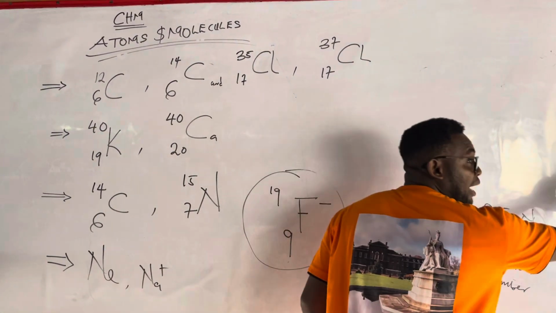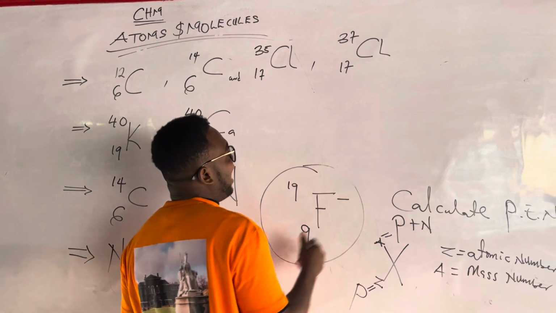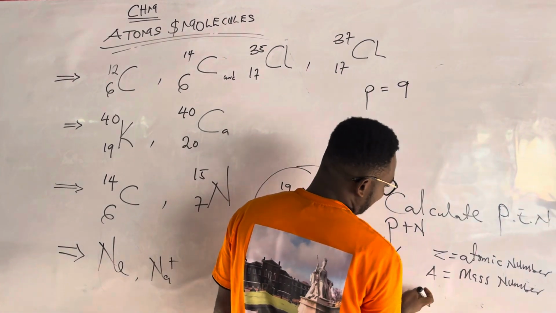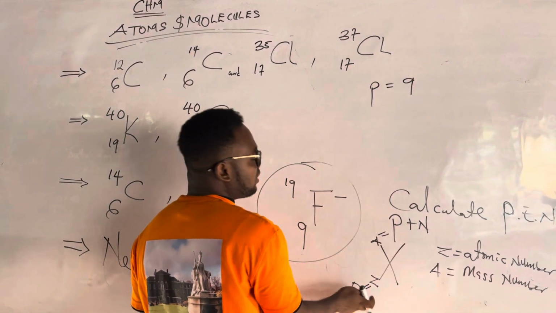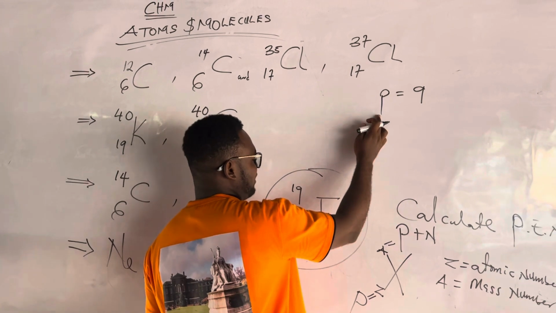The atomic number. So what is the atomic number of this element now? We said that it is 9. Therefore, number of proton equals 9, because we said that atomic number equals the number of protons. So proton is 9.